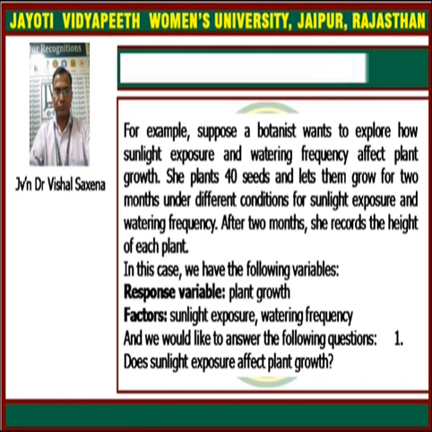When she records the height of each plant, we can see the effect of these independent variables on the dependent variable. Now we can understand it in this way. We have explained the response variable, which is plant growth, on which we have to see the effect of two other independent variables: one is sunlight exposure and the second is watering frequency.